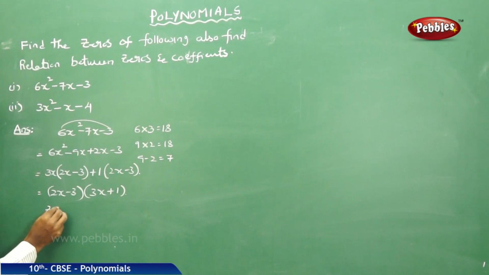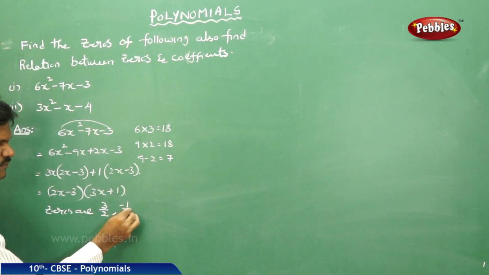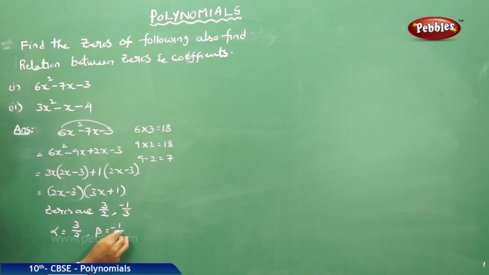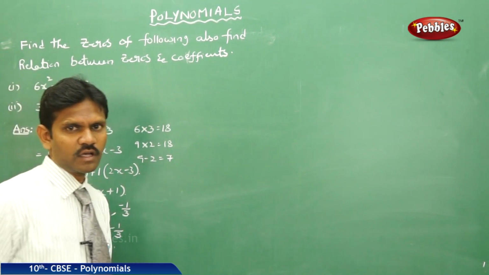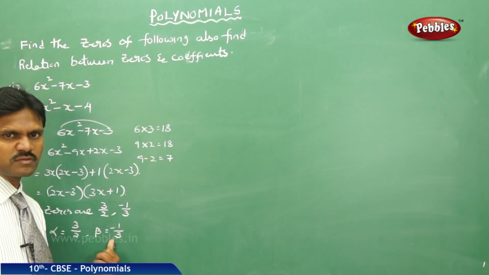Therefore, the zero of 2x minus 3 is 3 by 2. The zero of 3x plus 1 is minus 1 by 3. That is, alpha is equal to 3 by 2, comma, beta is equal to minus 1 by 3. Therefore, the zeros are alpha is 3 by 2 and beta is minus 1 by 3.